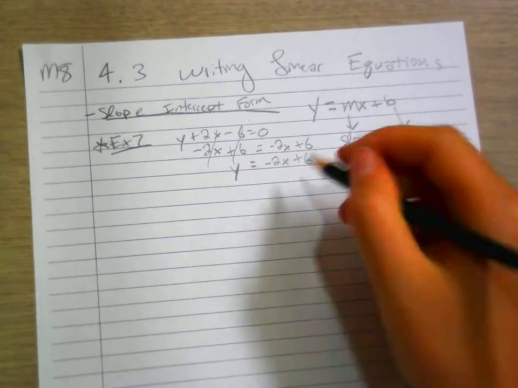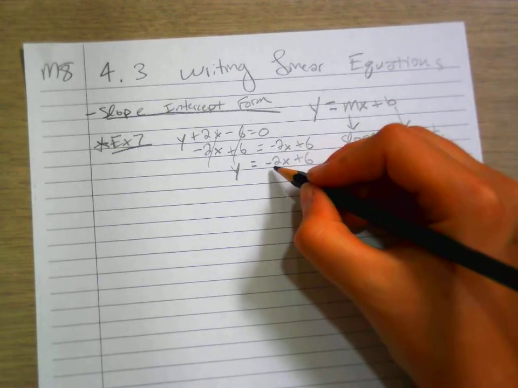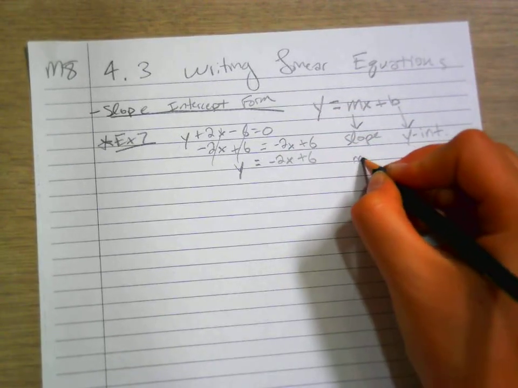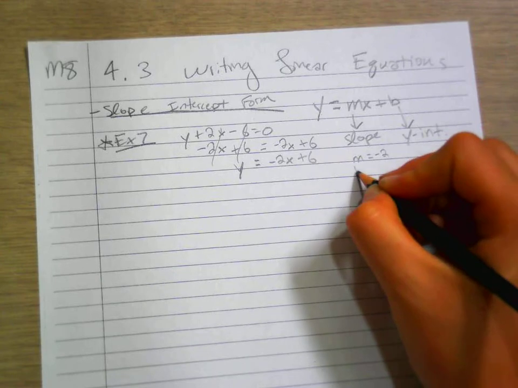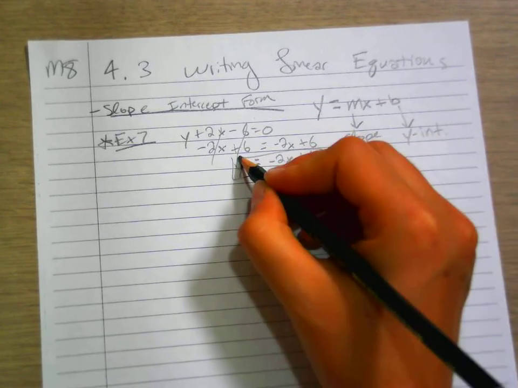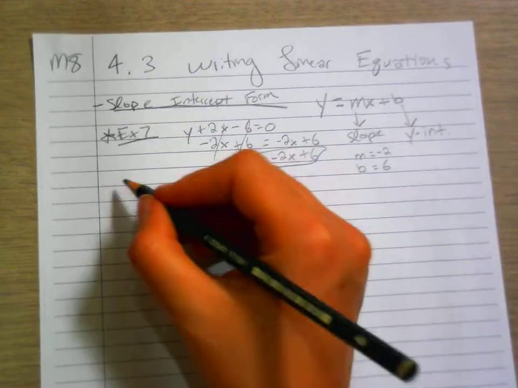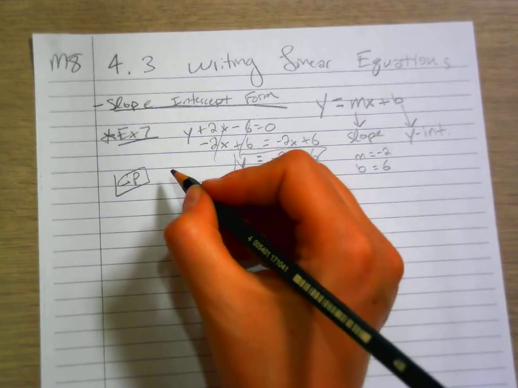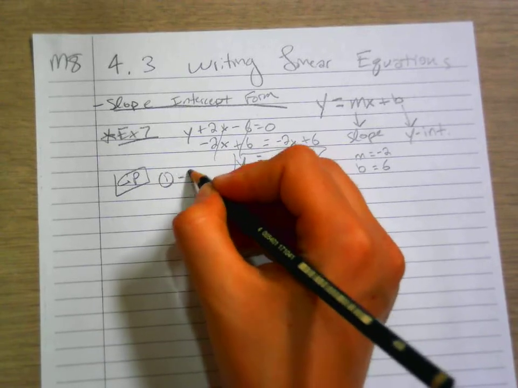And is that in our form? Yes. So m is going to be equal to negative 2, and b is going to be equal to 6, and this is in slope-intercept form already. Try that on guided practice 1 through 6.